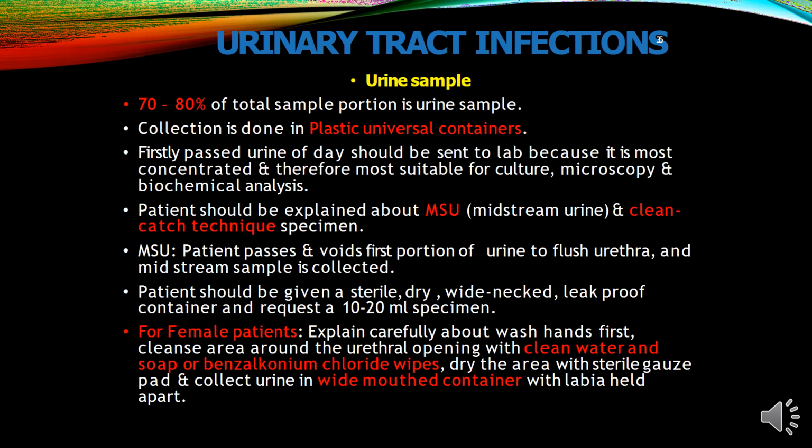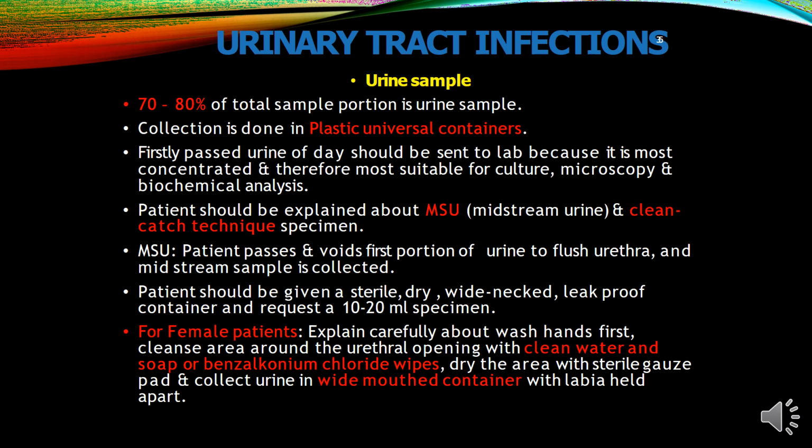Urine sample. 70 to 80% of total sample portions is urine sample. Collection is done by passive universal containers. Firstly, the first urine of the day should be sent to the lab because it's the most important and concentrated. Hence it should be more suitable for culture, microscopy and biochemical analysis.